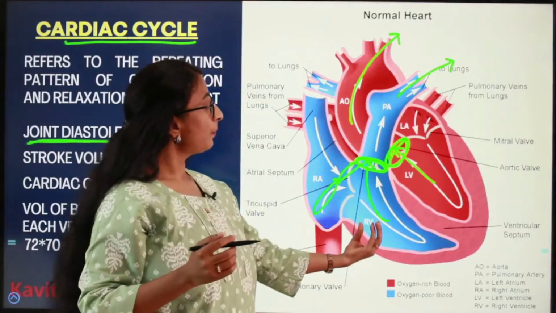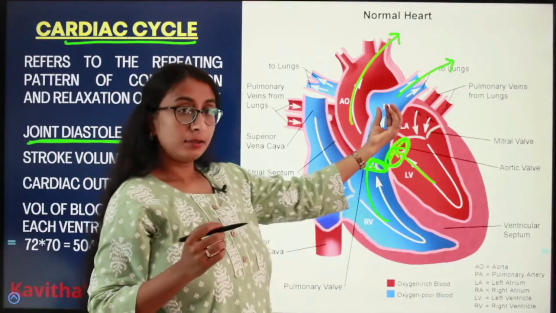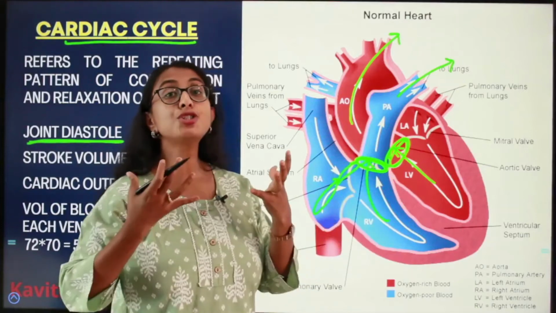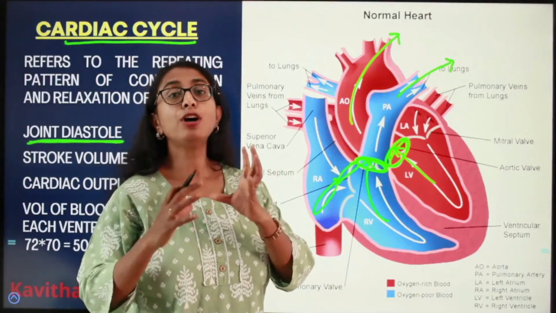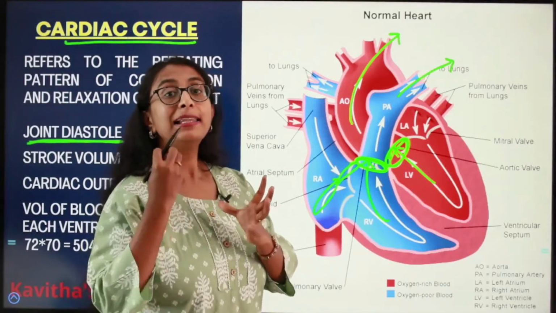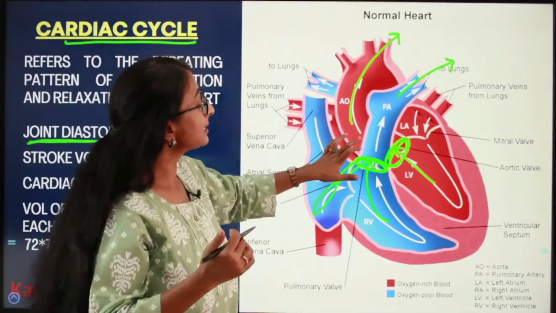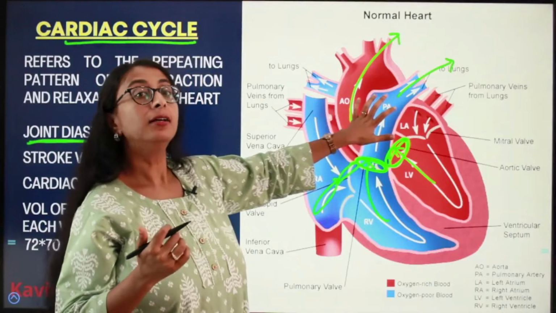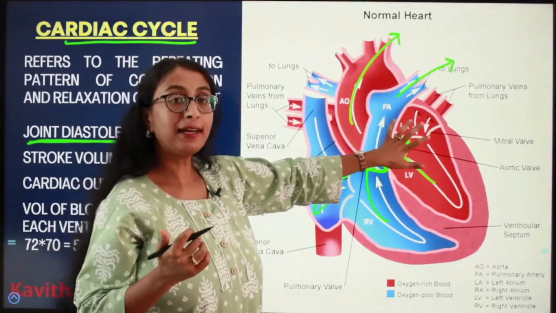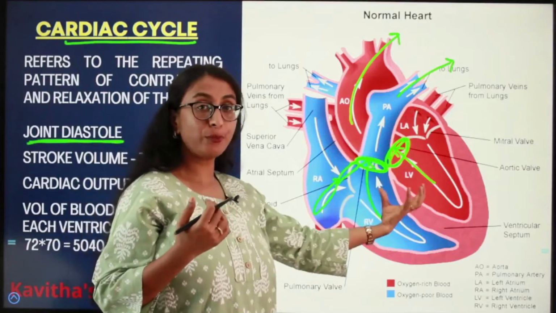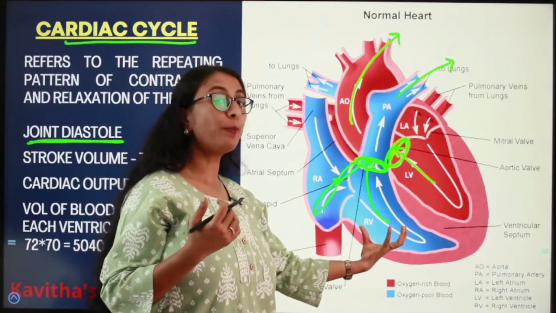Now, after pumping blood into the pulmonary artery and the aorta, the ventricles begin to relax. The beginning of the relaxation of the ventricle leads to a fall in the pressure in the ventricles, and there's an increase in the pressure in the pulmonary artery and the aorta.